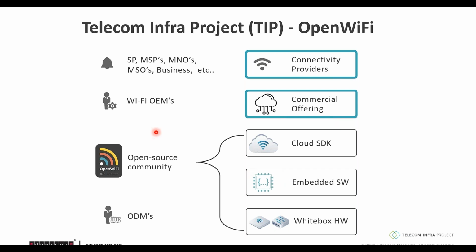The other one is the Wi-Fi OEMs. That means they still contribute a lot of different product portfolio, hardware platforms, to TIP, and TIP will provide one unified open source software based on OpenWrt. So for the Wi-Fi OEMs, they can provide more product portfolio, but with one unified software resource as well. So they can also provide a total solution to customers, do the commercial offering, and also serve connectivity providers.